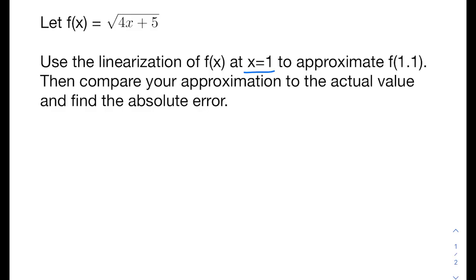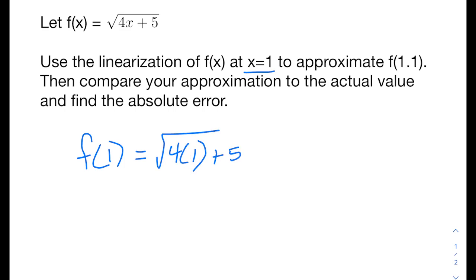We're going to plug in a 1 for x into our function. So f of 1 would be square root of 4 times 1, which is 4 plus 5, which is 9, and square root of 9 is 3. So the coordinate there would be x is 1, and then y is 3. That's where that intersection is going to occur. That's where our tangent line is going to touch the curve.